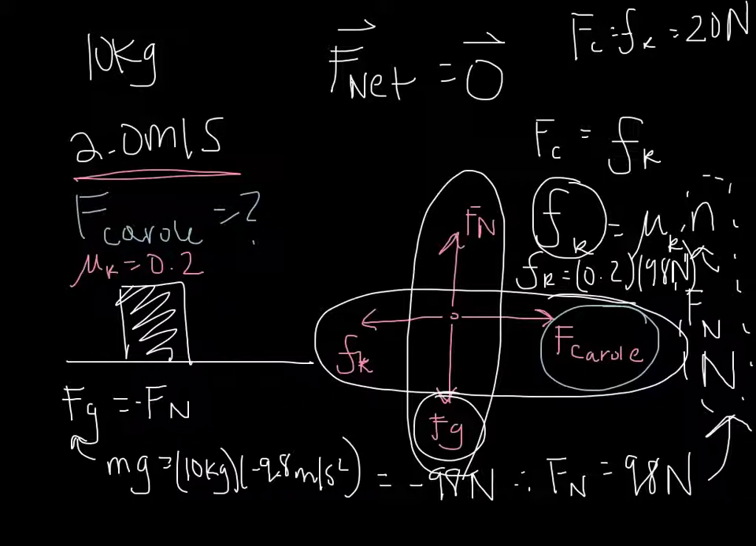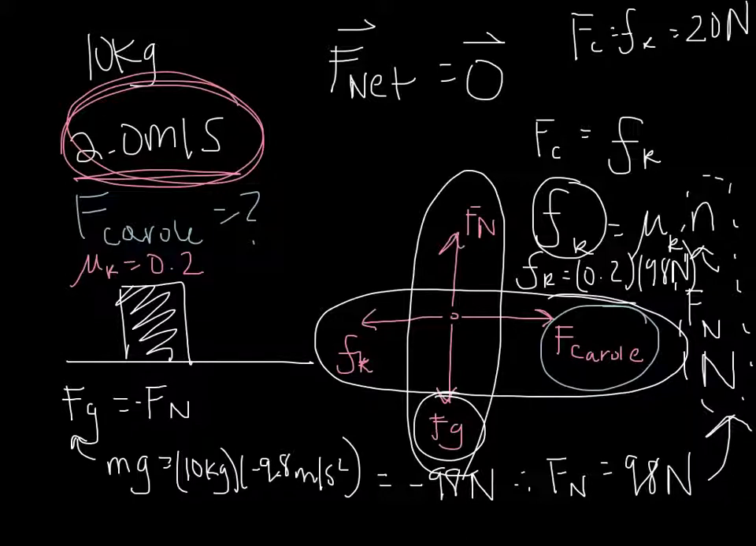And I do want you to notice one thing about this problem, and that is that we never used this 2.0 meters per second. The reason we didn't ever use it is because the speed at which Carol pushes the box doesn't enter into our determination of the answer, because our model of kinetic friction doesn't depend on the speed of sliding the object. So the speed at which the object is pushed does not factor into this problem.